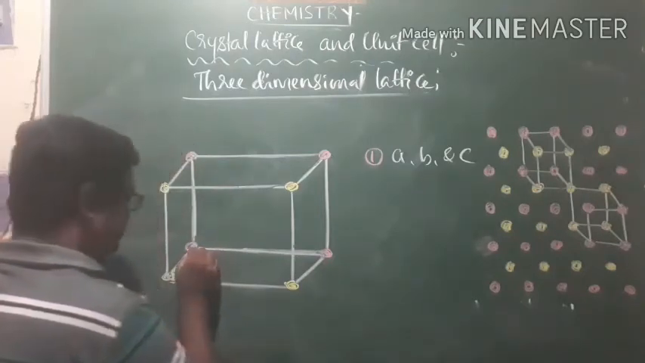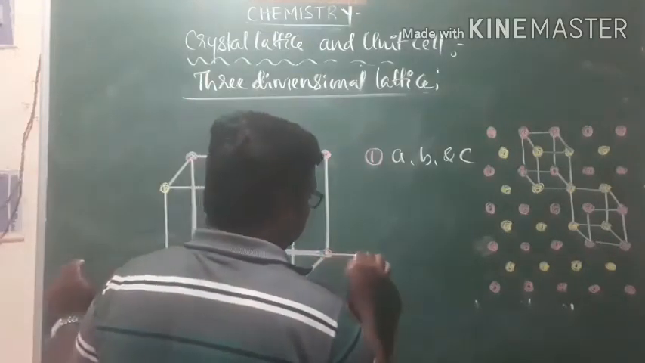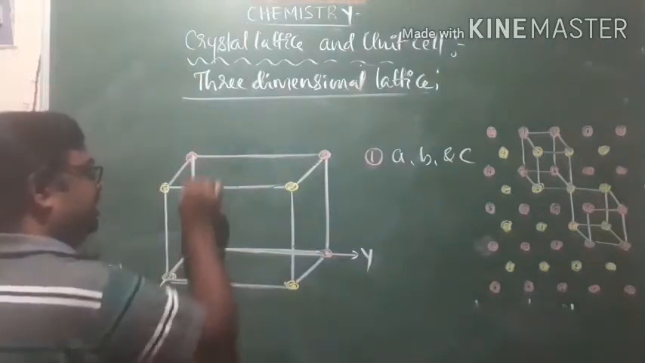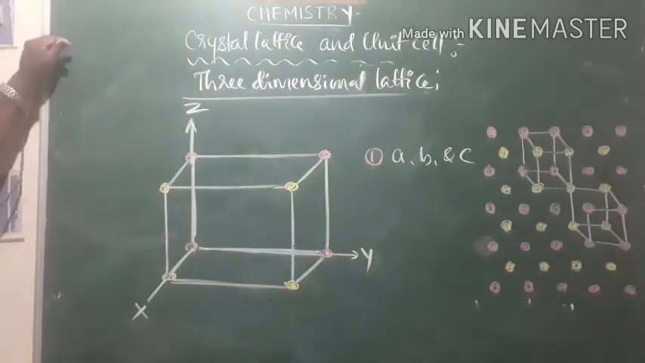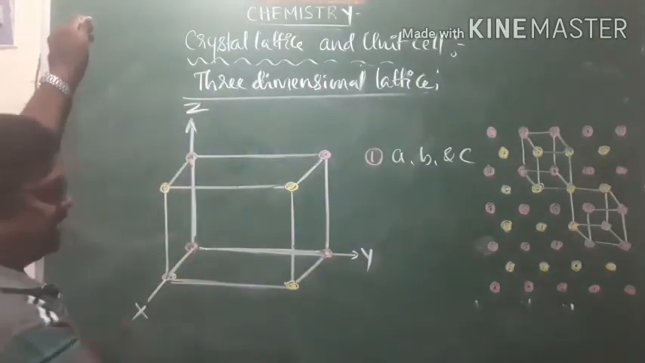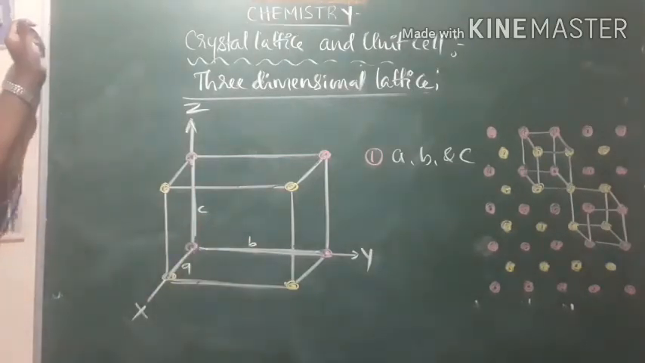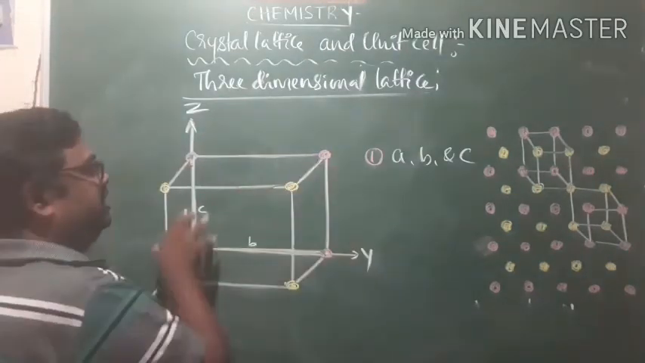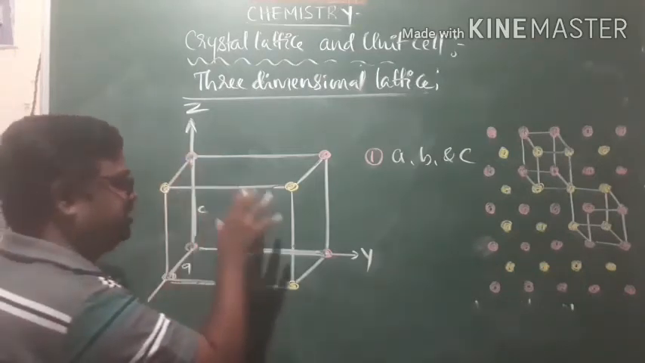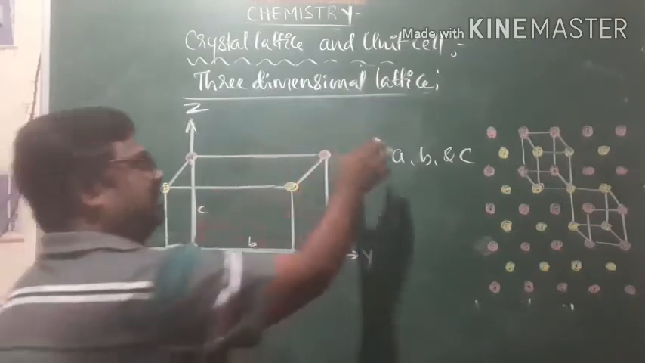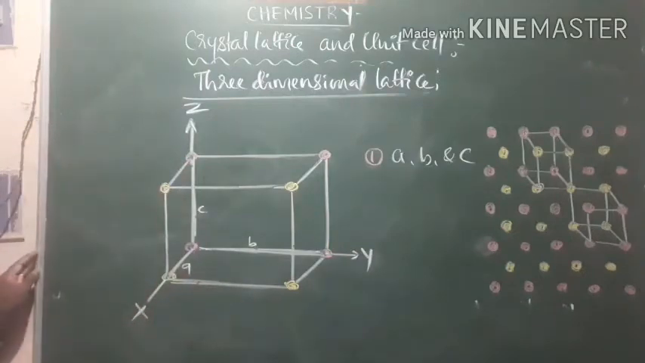The length of each edge along 3 coordinate axes. Say for example, this is the length of the edge along x-axis. This is the length of this edge along y-axis. This is another edge along z-axis. The unit cell in a 3-dimensional lattice is characterized by the length of each edge along 3 coordinate axes. This is A, this will be B, this will be C. Because the shape of this particular unit cell depends on ABC values. If ABC values are changed, the shape of this unit cell will definitely change. Because of that, the length of each edge along 3 coordinate axes is considered one of the properties of this unit cell.